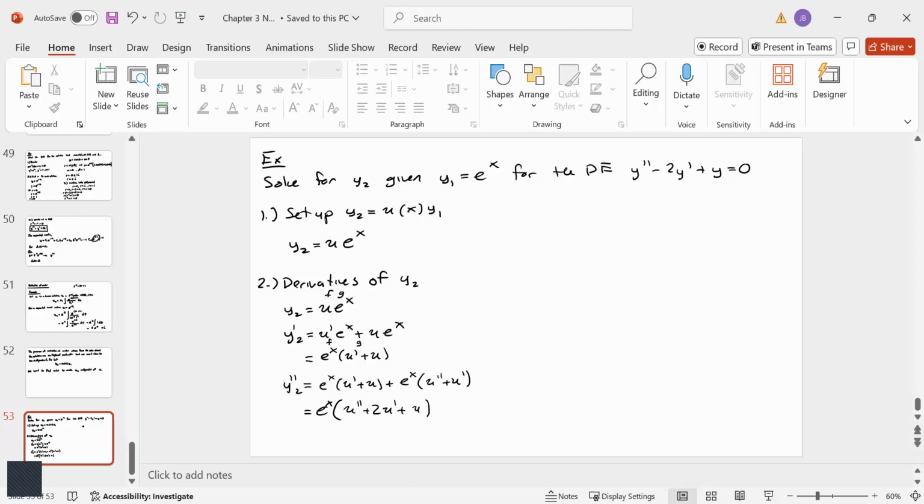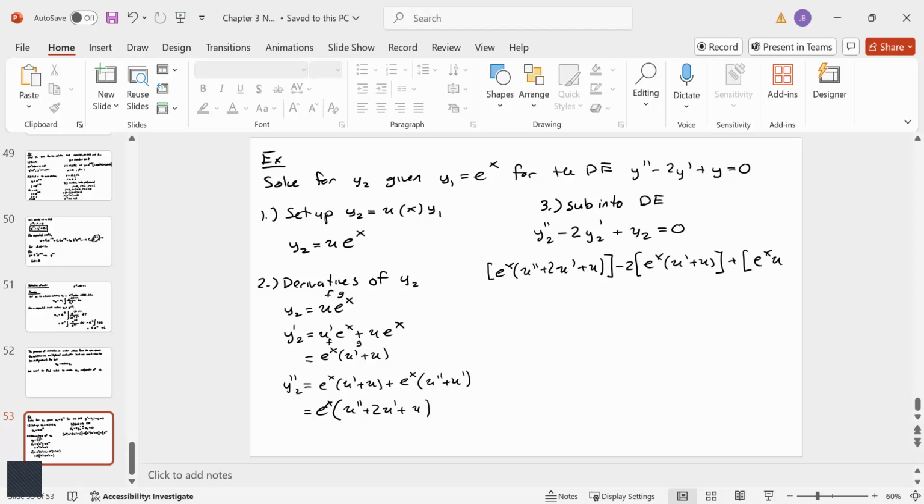And so what we're going to do is substitute this into the differential equation. So step 3 is sub into the differential equation. So we do y2 double prime minus 2y2 prime plus y2 equals 0. So we get e to the x times u double prime plus 2u prime plus u, minus 2 times y2 prime, which is e to the x times u prime plus u, and then plus e to the x times u equals 0.